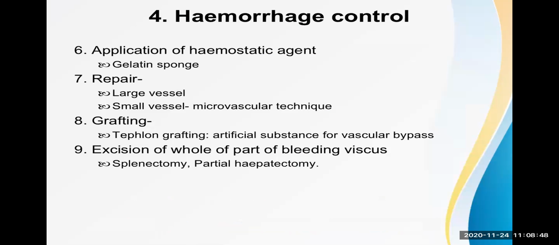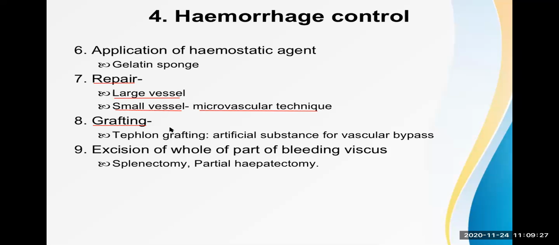What are the other ways of hemorrhage control? We can apply a hemostatic agent like gelatin sponge there. This gelatin sponge will control the bleeding after some time. We can go for the repair of the blood vessel, again a type of surgical procedure. The larger vessel and small vessel both can be repaired, but repair of the larger vessels is easier than repairing the small ones. And for the small ones, they go for microvascular technique.